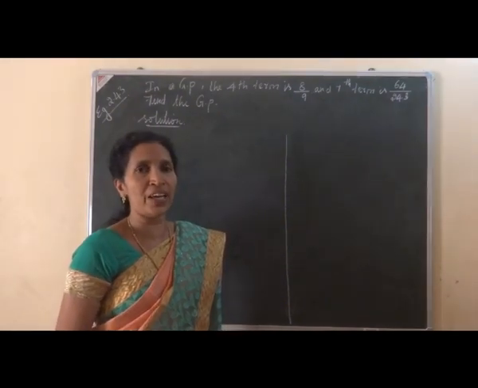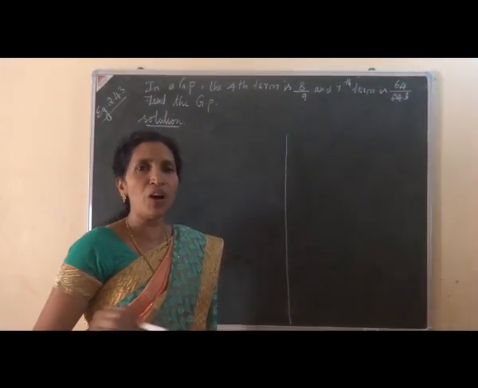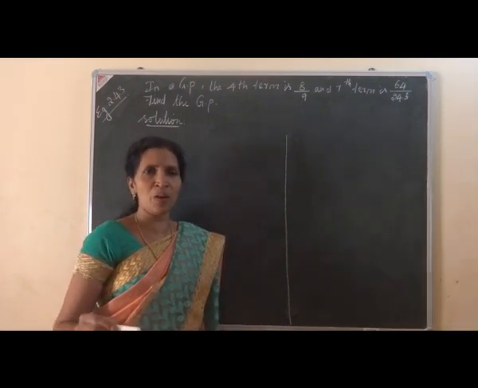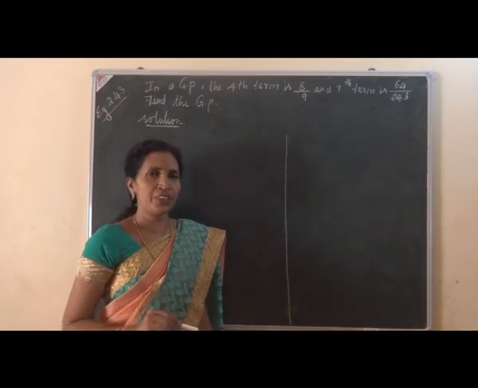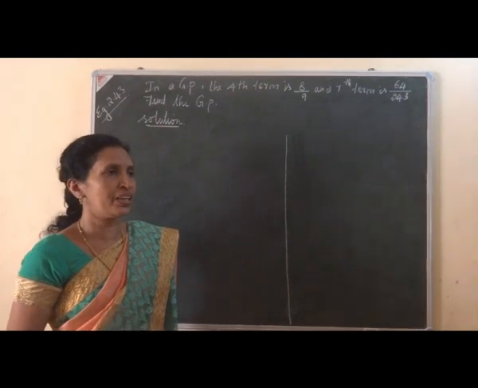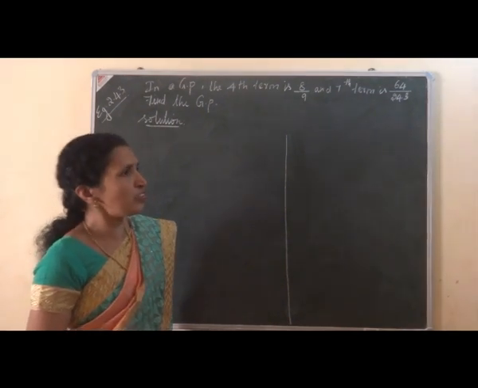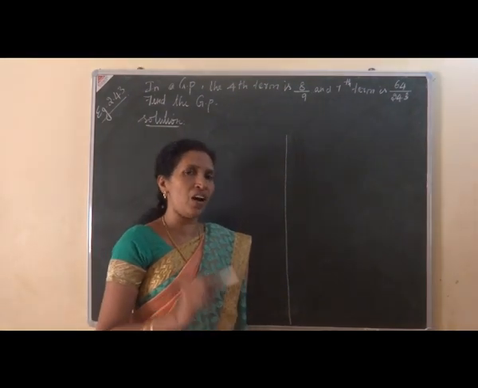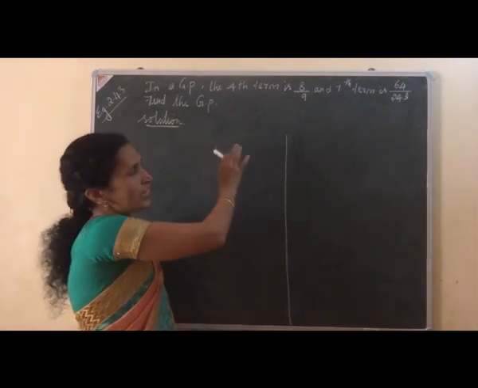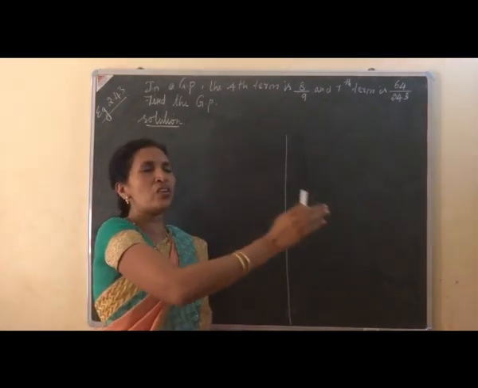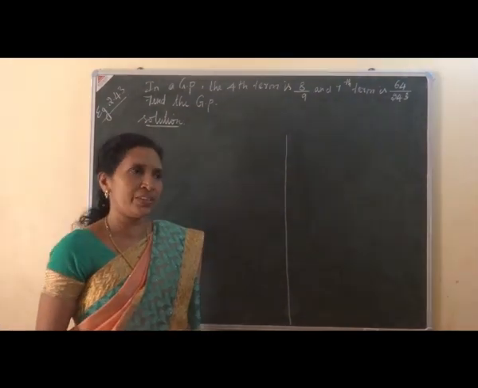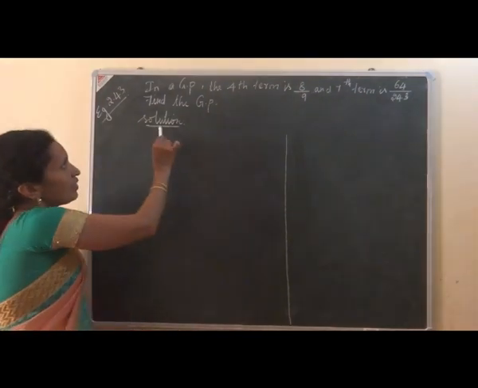So what do you have to find? The general form of a geometric progression, right? A, AR, AR square, AR cube, etc. For that you need the A value and the R value. They didn't give them directly. They gave only the fourth term and the seventh term. From there you have to find the A value and the R value and then apply the formula. That's all. Then the solution.